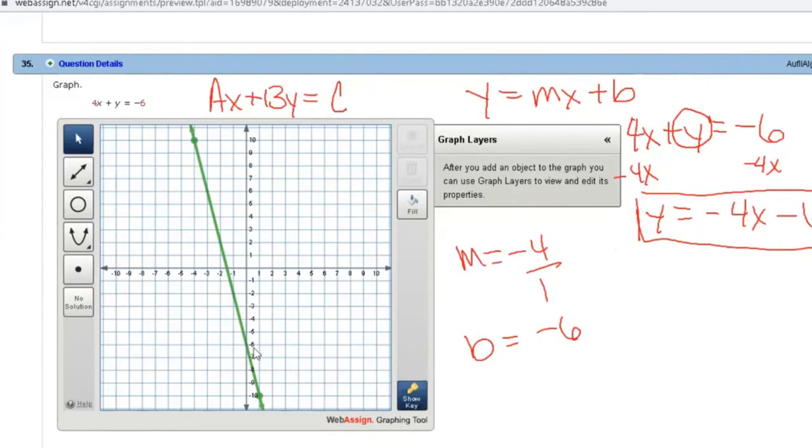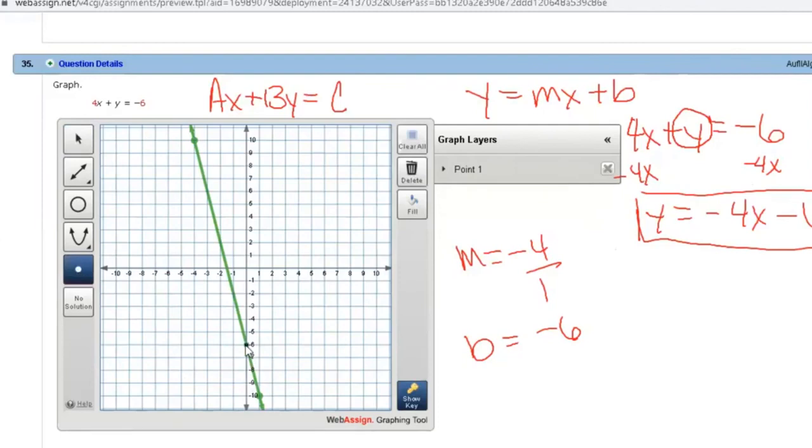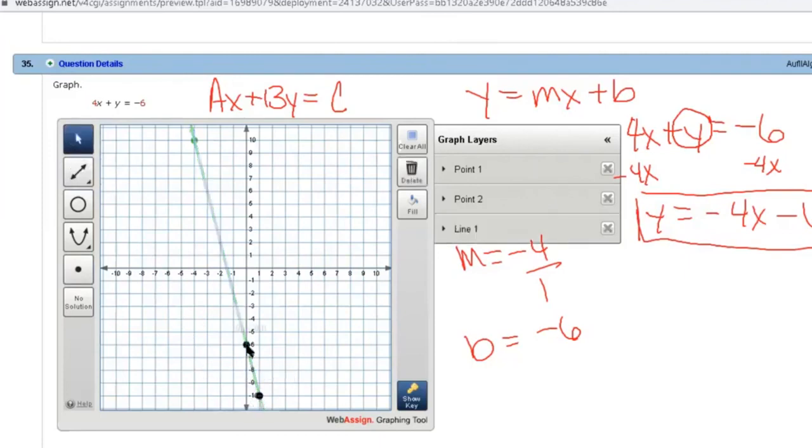So with that in mind, I can click on my little point icon, plot a point at -6 on the y-axis, and for my slope, I can go down 1, 2, 3, 4 and to the right 1 and put a point here. Click on my double-ended arrow, click, boom, boom, and we got a line that's correct, okay? But that's graphing in a nutshell.